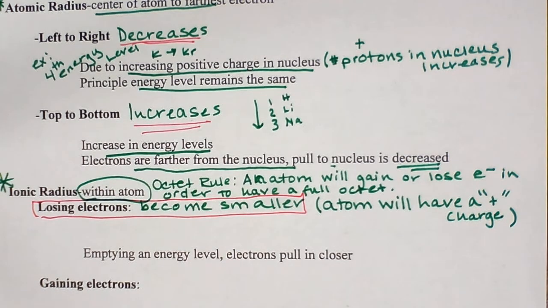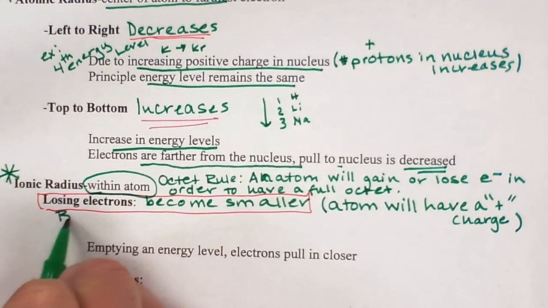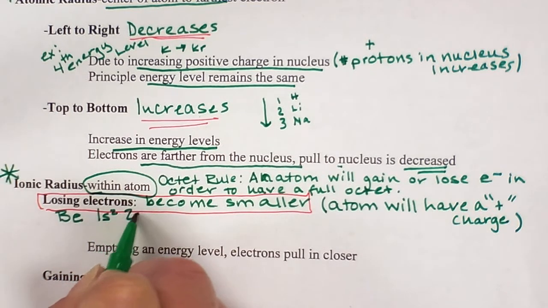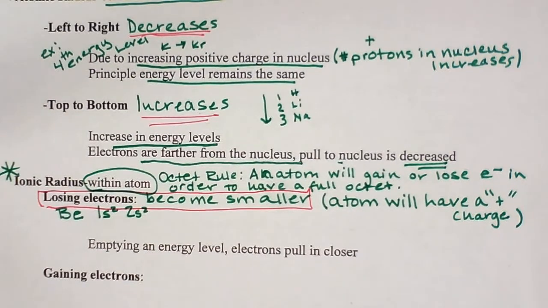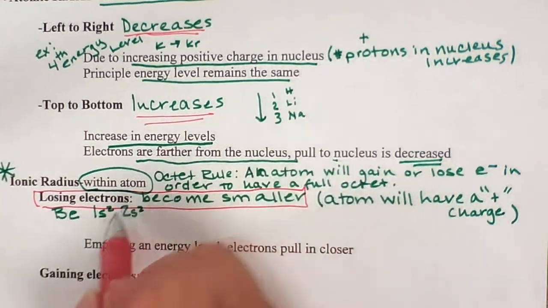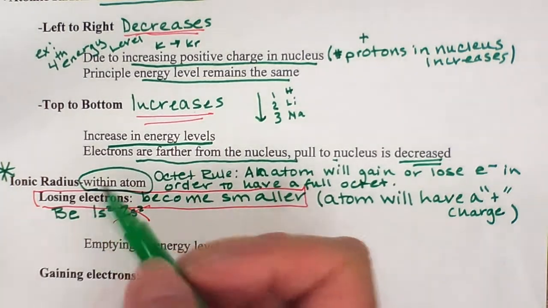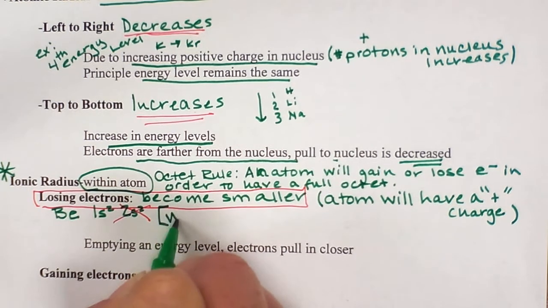Now, why does it become smaller? Well, let's take a look. I'm going to choose beryllium as my example, which is 1s2, 2s2. And to become full, which is what beryllium wants most out of everything, beryllium is going to lose these 2s2 electrons.